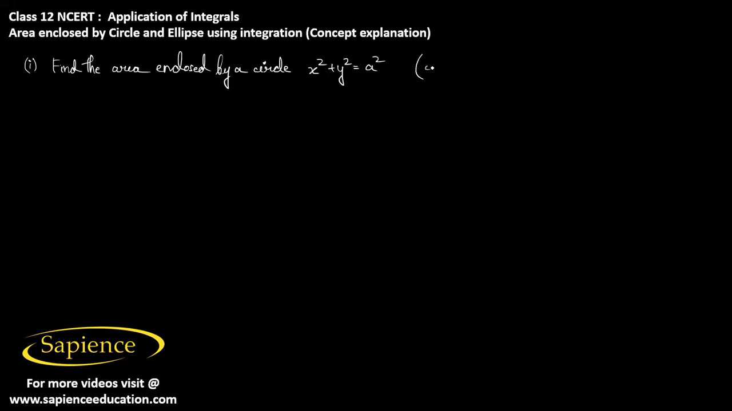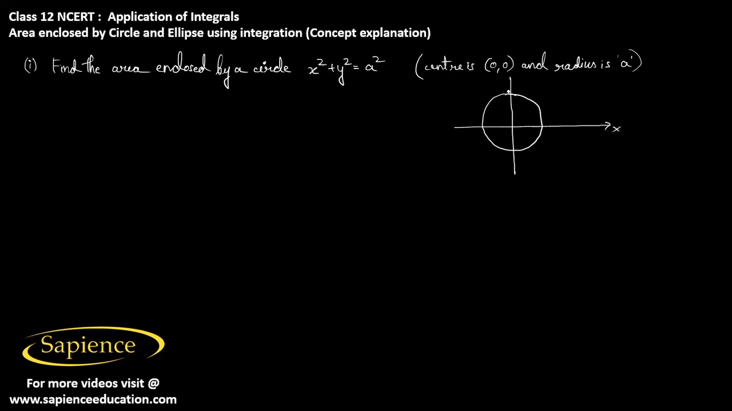So here it means the center of the circle is the origin 0, 0, and the radius is a units. Therefore, if we draw this circle, then this is the x-axis, this is the y-axis, and the center is at the origin 0, 0. This circle will intersect the x-axis at the points a, 0 and minus a, 0, and the y-axis at 0, a and 0, minus a.